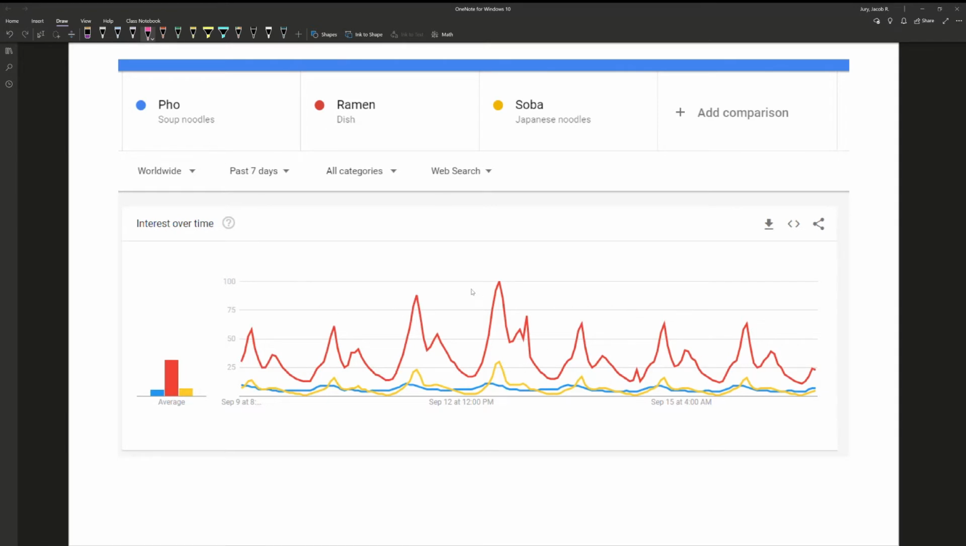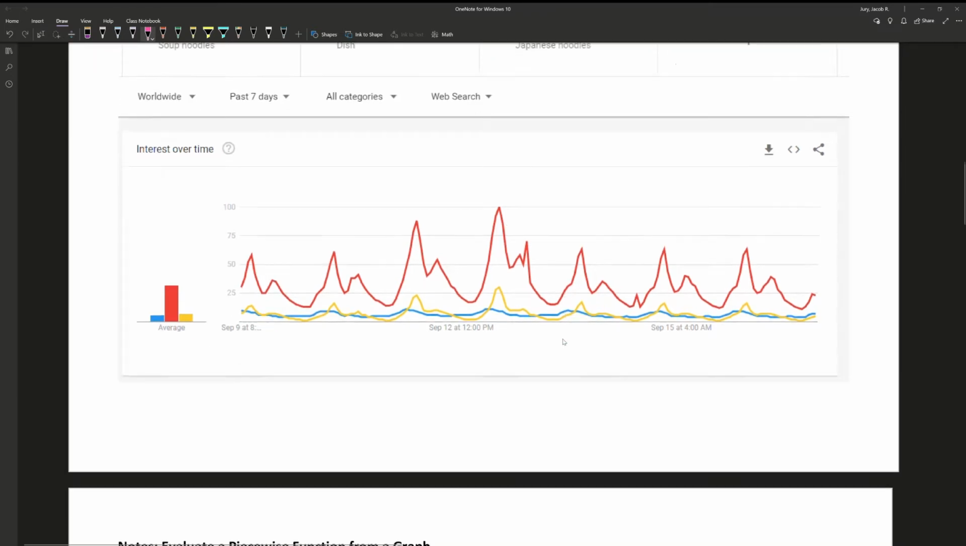Here are the interest over time. This is with Google Trends of these different dishes. So we've got pho, ramen, and soba, and you can tell that ramen is more popular worldwide, and in general pho is more of a Vietnamese dish and not discussed as much as ramen, which is more popular. And you can tell that there would be a lot of different piecewise functions to graph here if we were going to analyze this data and figure out, well, what's happening at this time and so on.